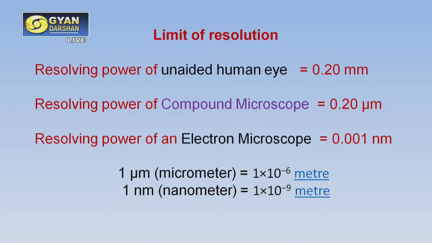So the light microscope has an ability to see microscopic objects as small as 0.20 micrometer, and the electron microscope has a better resolving power, which is 0.001 nanometer, because electrons are very small as compared to light.